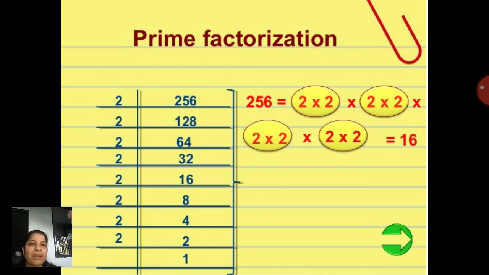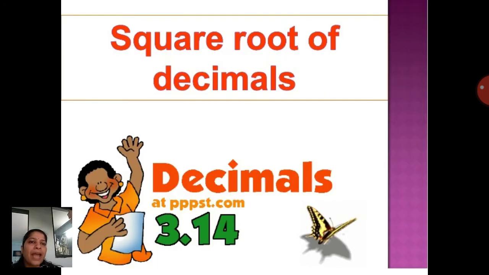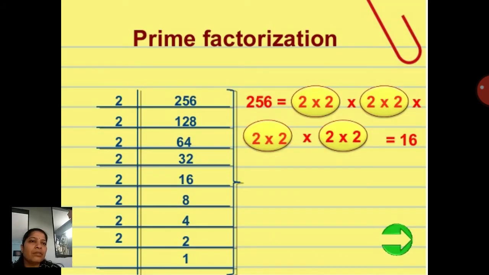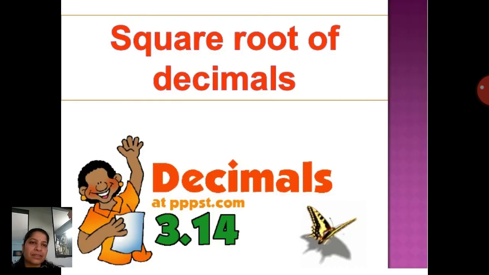It's an even number, divisible by 2. After factorizing, we get 256 equals 2 multiplied by 2 multiplied by 2 multiplied by 2, again 2 multiplied by 2 multiplied by 2 multiplied by 2. In prime factorization we make pairs of two 2's together. So we have made the pairs of 2's, one 2 from each pair, and in this way you get 16 as the square root of 256.